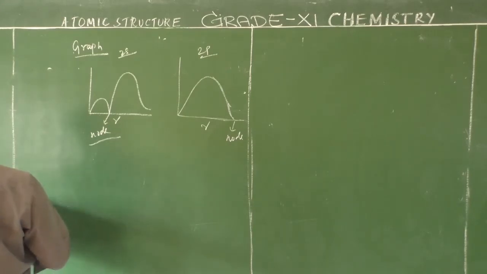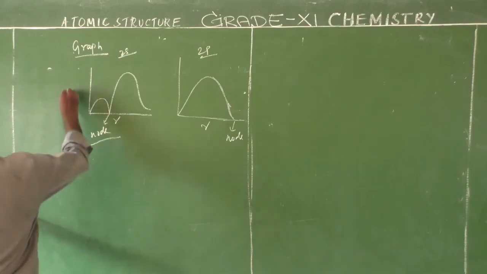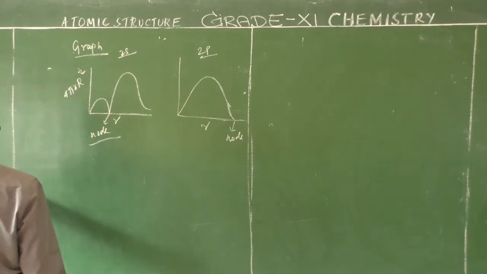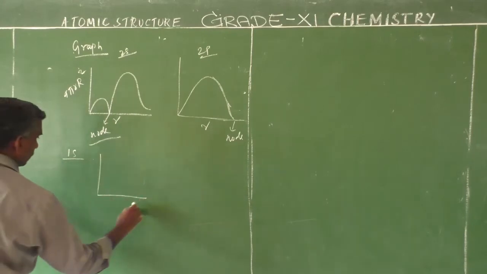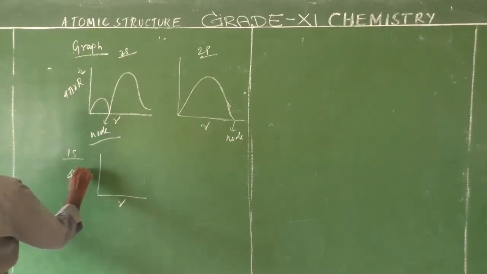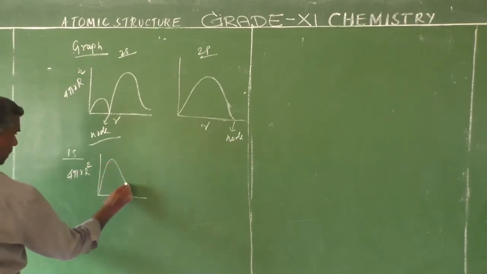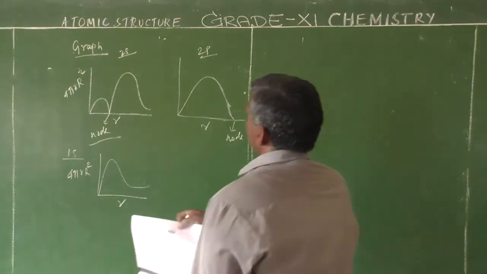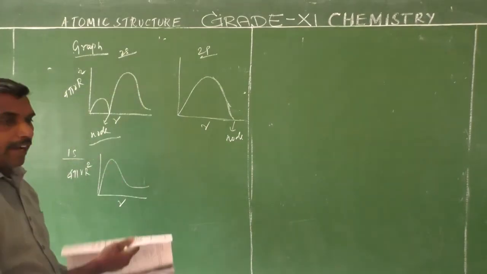Then the next graph. X-axis R, y-axis 4πR square. Is it not there in the textbook? No doubt. 2s orbital, 1s orbital. R, 4πR square. No nodes. Okay, this is not necessary, but you learn. Okay, that's all. Next, finding of nodes.